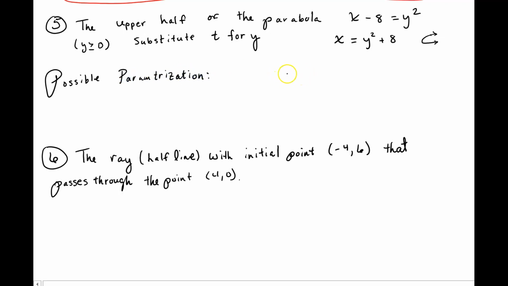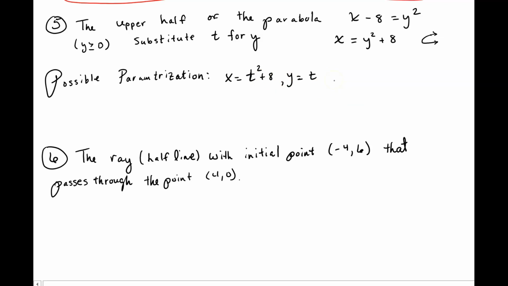Okay, first you're going to say y equals t. But since y equals t, you can then say x equals t squared plus 8. I know it's kind of working backwards there, but nothing really to it.